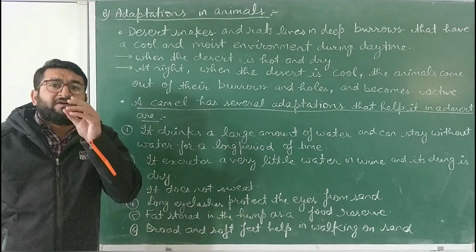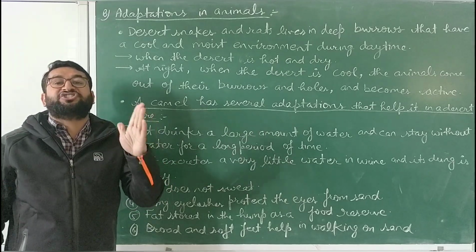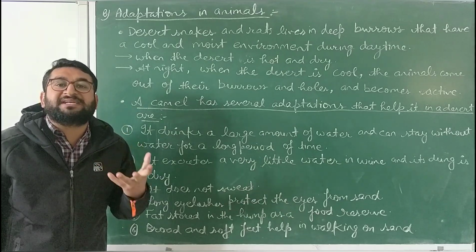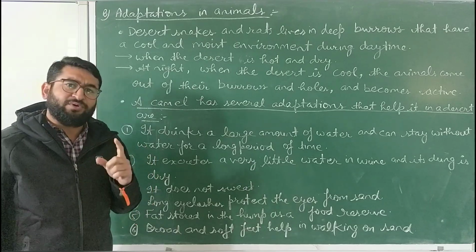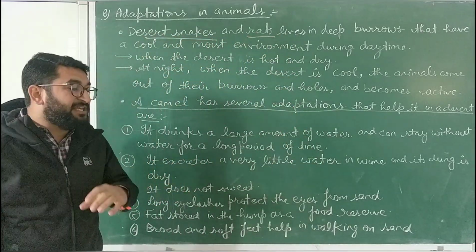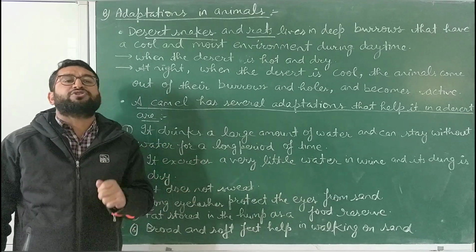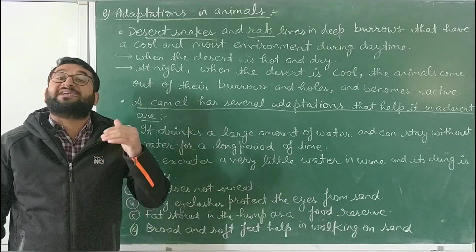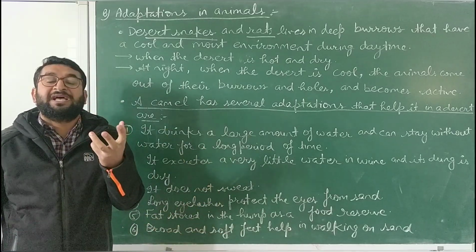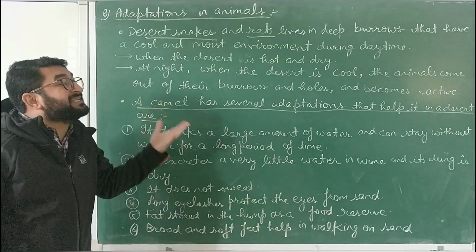Desert animals adapt themselves so that they can survive in those harsh desert conditions. Why? Deserts do not have water, and water is the basic necessity to live. For example, desert snakes and rats live in deep burrows during the daytime. Why? Because during the daytime the temperature of the desert is quite high, and during the night when the temperature is low, they come out of their burrows and find food. That is why they are more active during the night time.